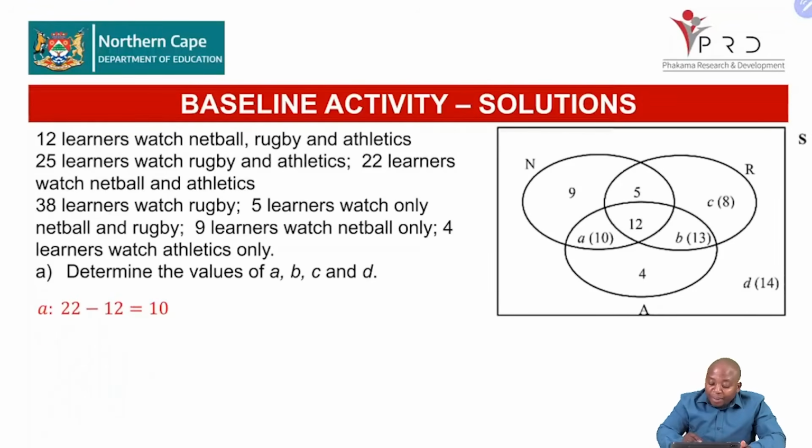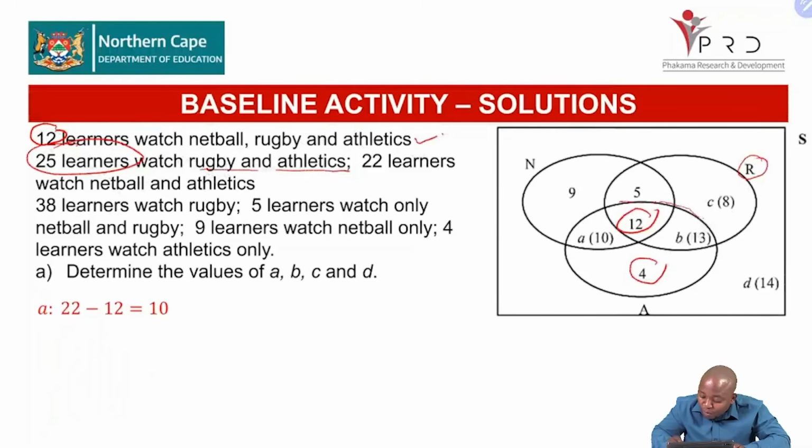We are going to remember that we're told that 12 learners watched netball, rugby, and athletics. So the 12 learners were for all three events, and they were plotted nicely there in the middle. We were told that 25 learners watched rugby and athletics. So this is rugby, this is athletics. For the whole of this intersection, those are 25 learners.